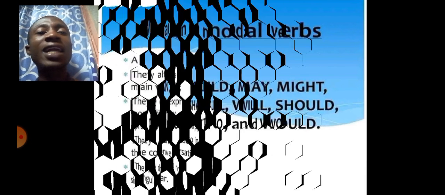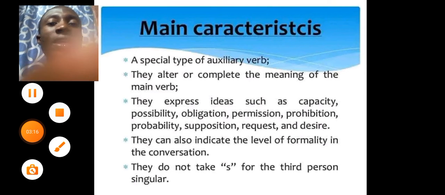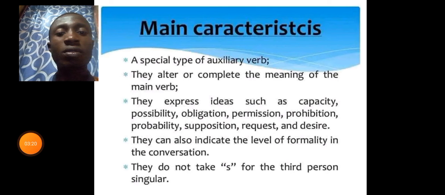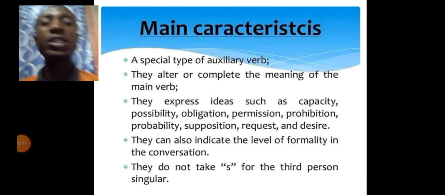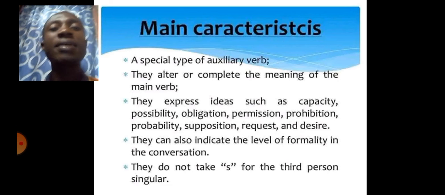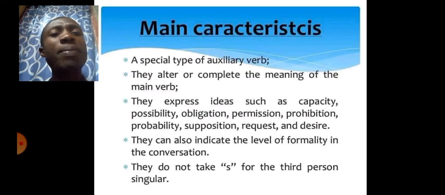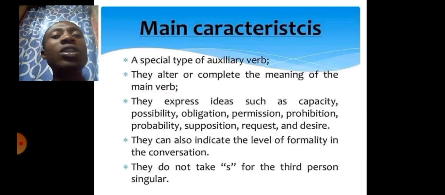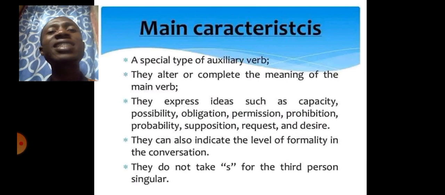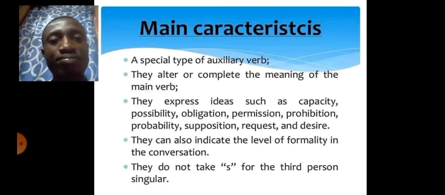Now let us look at the characteristics of auxiliary verbs. Here are the characteristics of auxiliary verbs. One, auxiliary verbs are a special type of verb. Two, they alter or complement the meaning of the main verb. That is, they act as assisting or helping verbs to the main verb.